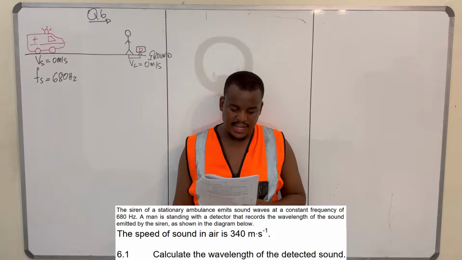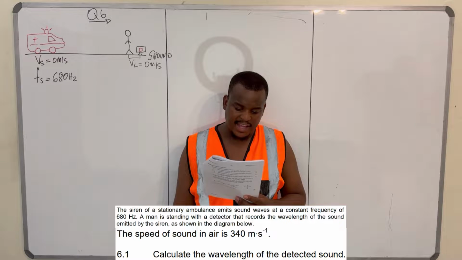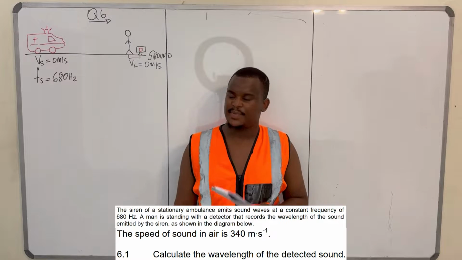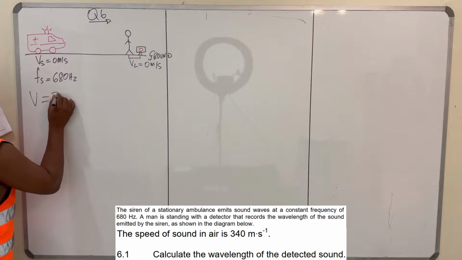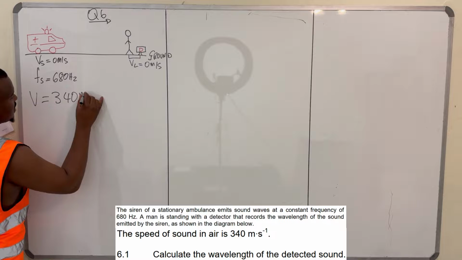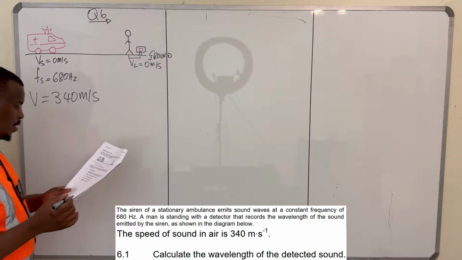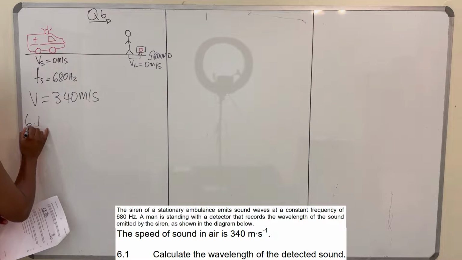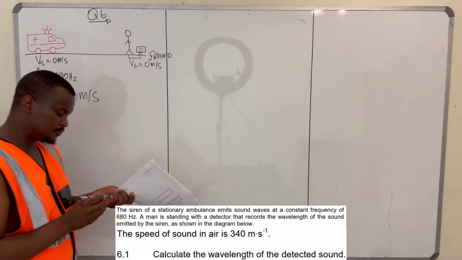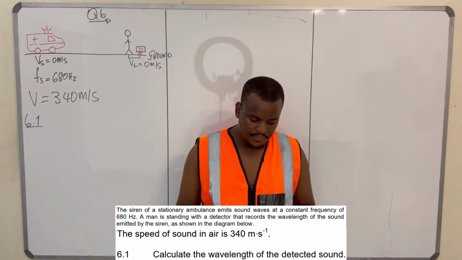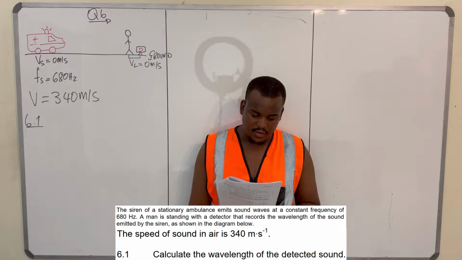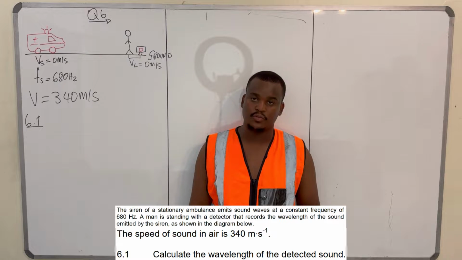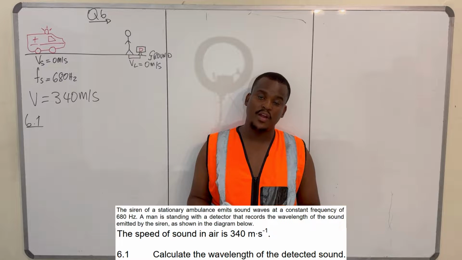Then they went on to say the speed of sound in air is 340 meters per second. So you are also told that the speed of sound in air is 340 meters per second. No problem. So we go to 6.1. Calculate the wavelength of the detected sound.